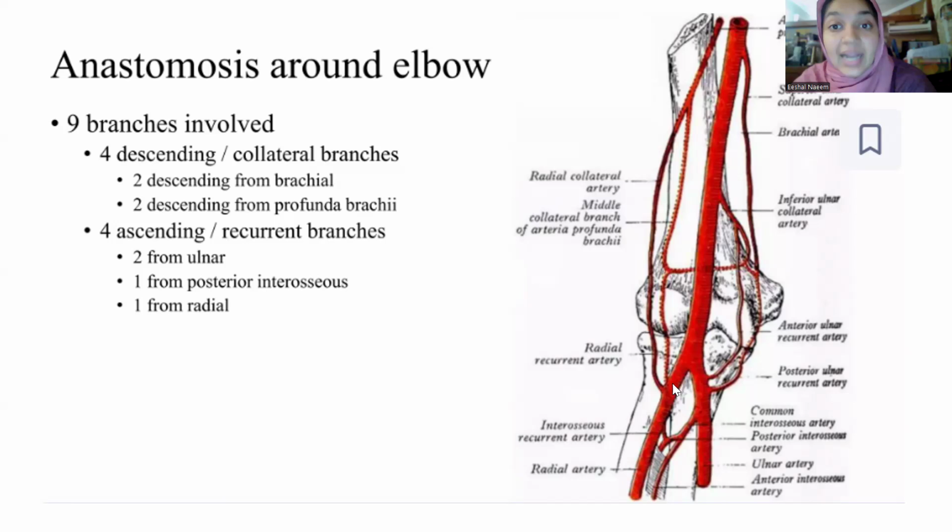Now, behind the lateral epicondyle, remember, we had the ulnar artery, which was giving us a common interosseous artery. The common interosseous artery was further divided into an anterior interosseous artery and a posterior interosseous artery. The posterior interosseous artery was giving us this artery, which is called the interosseous recurrent artery. So this interosseous recurrent artery goes and anastomoses with the middle collateral branch of the profunda brachii artery behind the lateral epicondyle. Okay, I hope you're following with me.